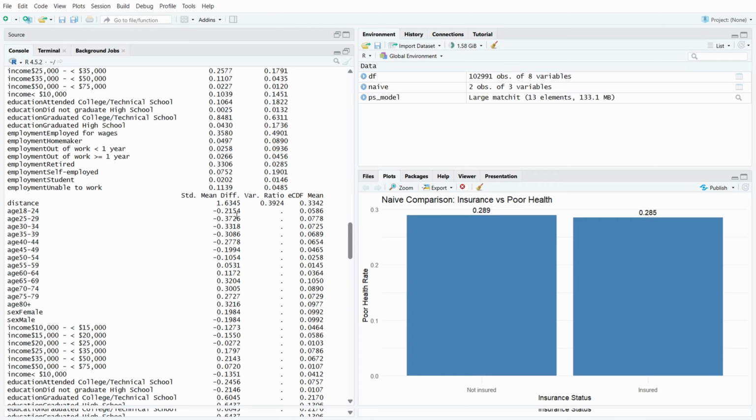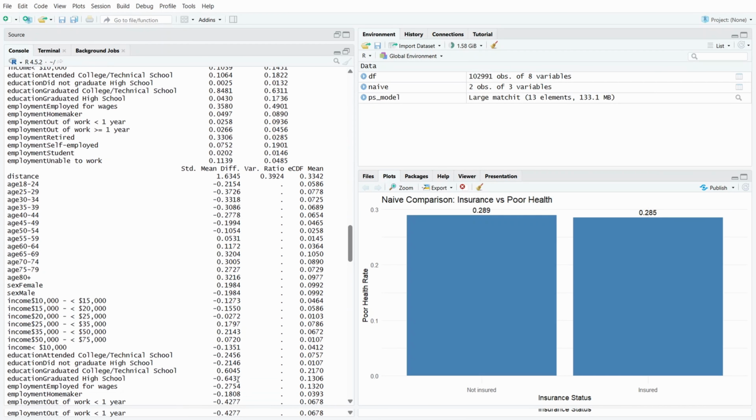Education displays even larger imbalances. For example, the category representing college or technical school graduates shows a very large standardized mean difference above 0.60. Meanwhile, high school graduates appear much more common among uninsured respondents. This indicates that educational attainment differs substantially between the two groups before adjustment.